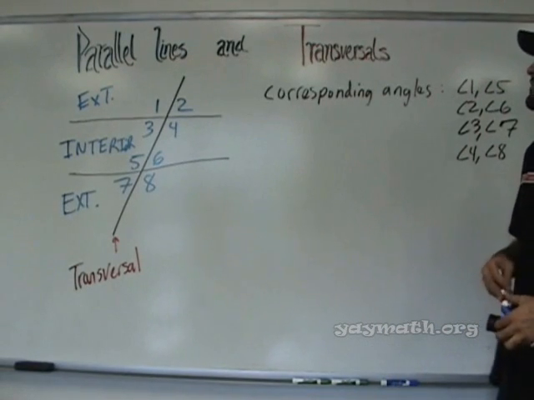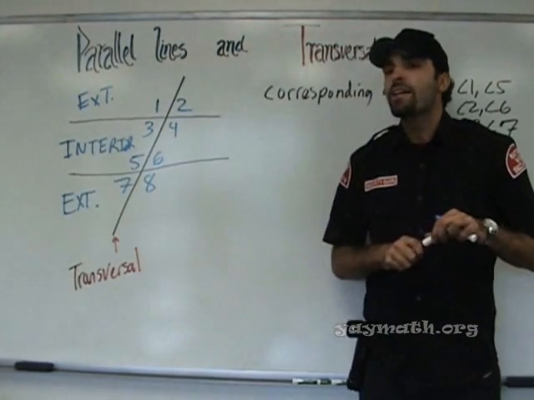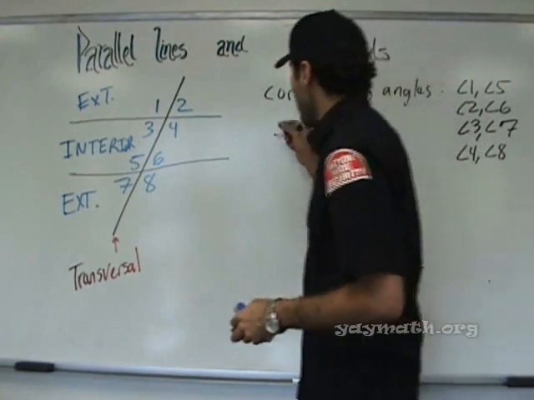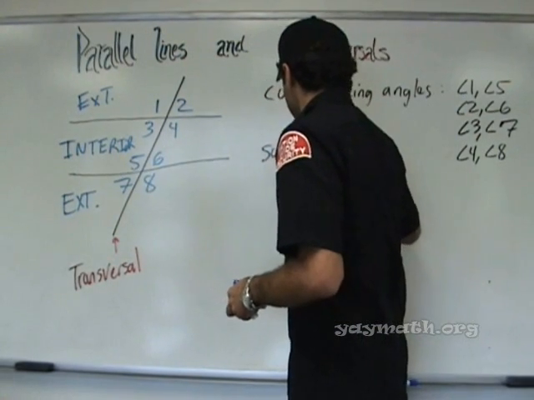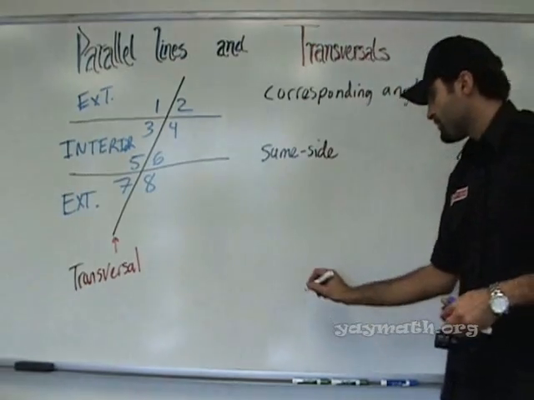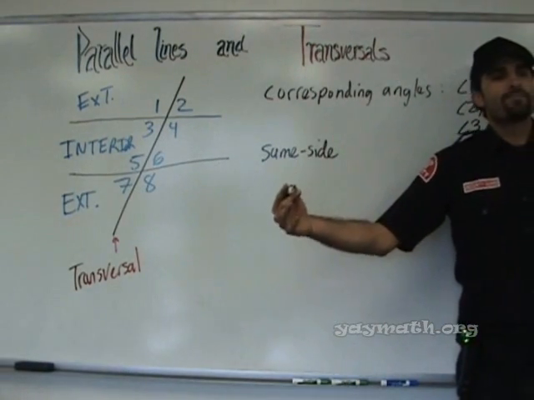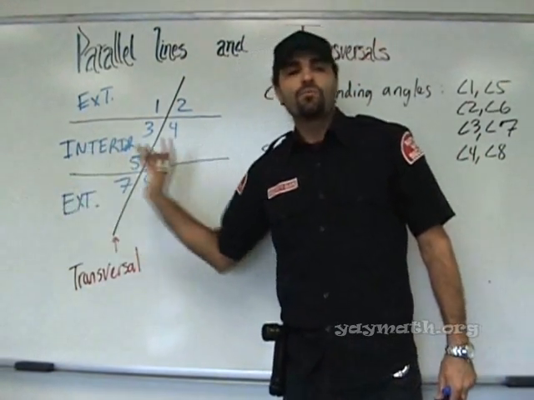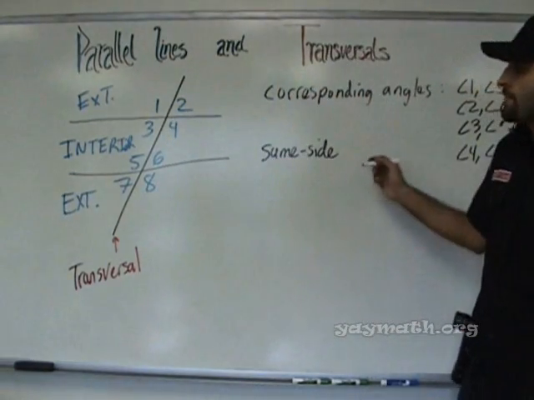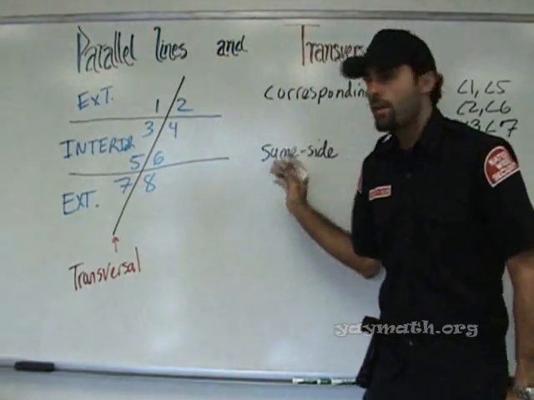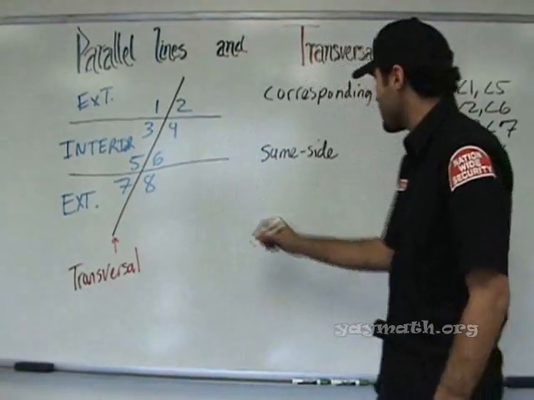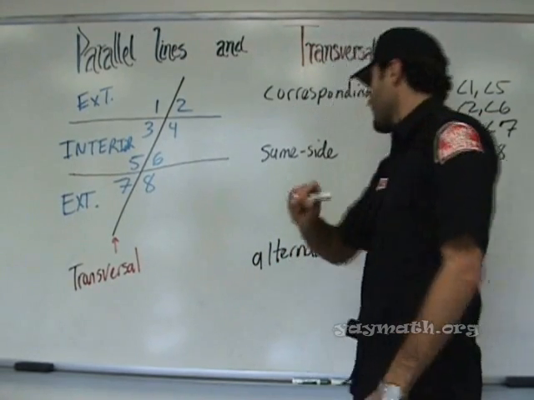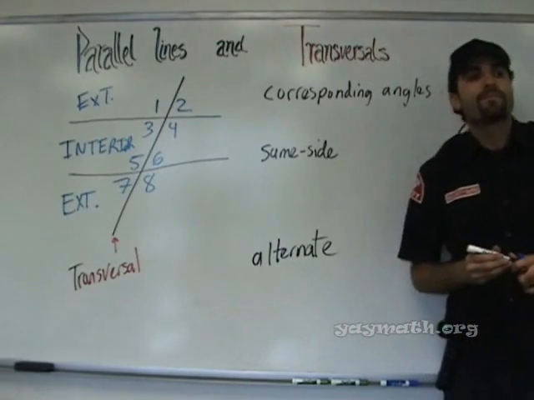So let's say 1 and 5. Are 1 and 5 same side or opposite sides of the transversal? Same side. Right. So we call those same side. On which side of the transversal is same side? Same side would be both on the left or both on the right. Okay? And then the term for opposite sides, we're going to call alternate.